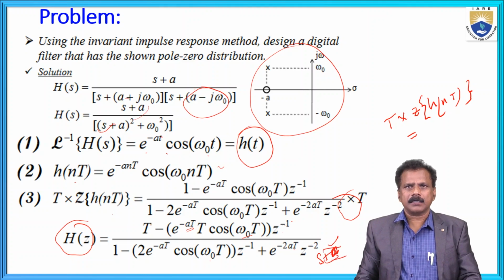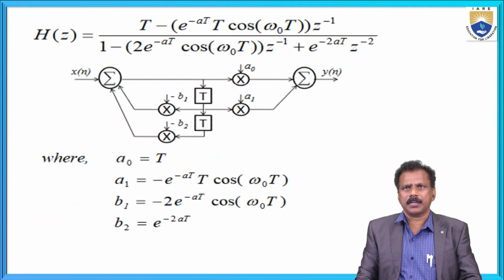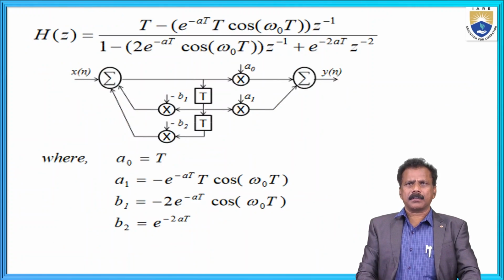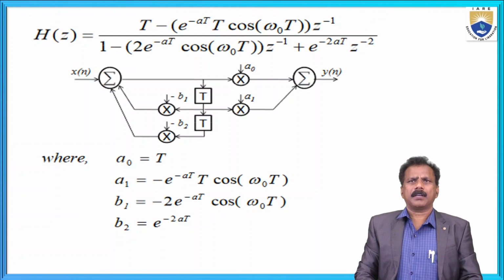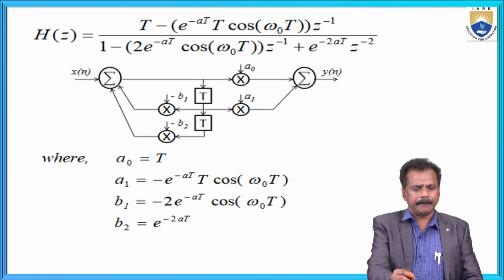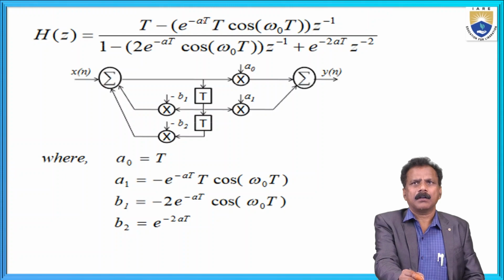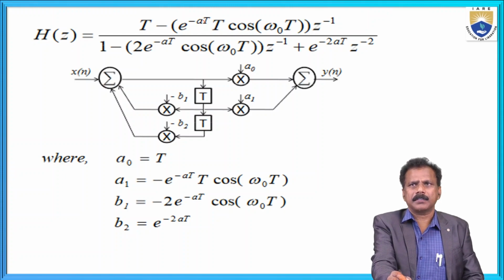Okay, like this we try to analyze using this impulse invariant response method to design a digital filter, the shown pole-zero distribution. Okay, finalize that H of z, where H of z is equal to T minus e power minus aT into cos of omega naught T into z power minus 1, according to the previous step. Now it is simplified.